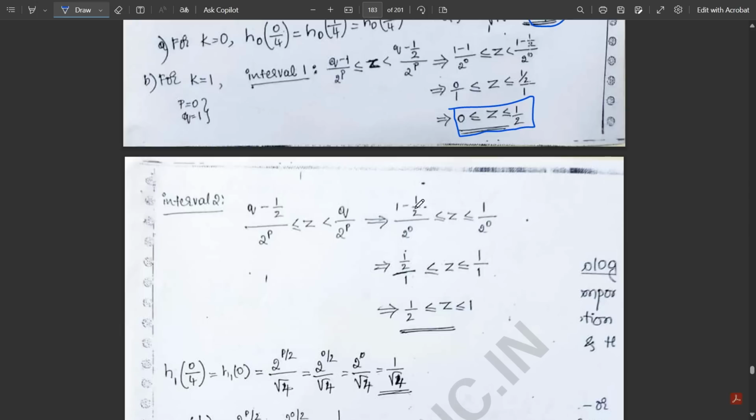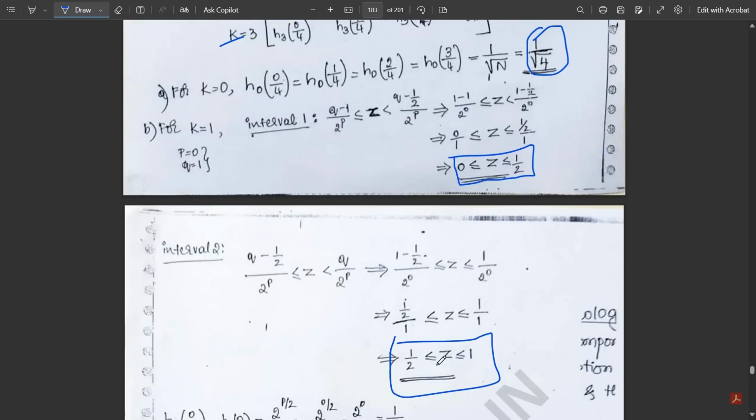Again, substitute the value of q as 1 minus half divided by 2 power 0, and here 1 divided by 2 power 0. So the final interval would be from z ranging from half to 1. Okay, so we have got the two intervals here.